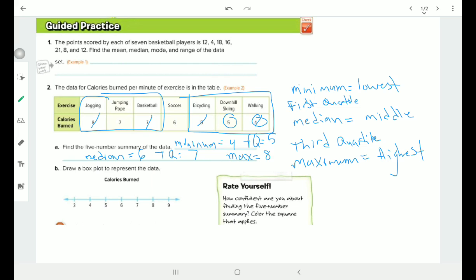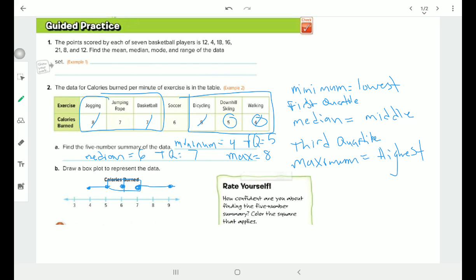And then part B, we just have to graph these points on our line. So the way we want to start with this is we want to start with a minimum, which is 4. So we're going to put a point here. We're going to put our maximum, put a point here. And then we have the first quartile is 5, so we put another point. Our median is 6, and our third quartile is 7. Okay? And the way this works is we're going to draw a box around the first quartile and third quartile with a line through the median, and then a line extending to the minimum and maximum.